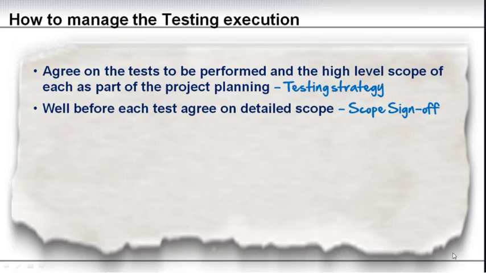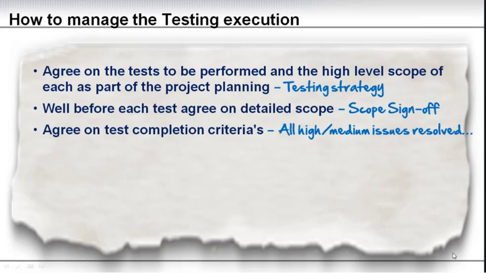Also, well before each test, agree on the detailed scope and get a scope sign off. You don't want to sit at the end of the test having different opinions or expectations not aligned on what is the success of the specific test. And it comes down to agree on the test completion criteria. Normally I've seen that you have certain impact, high, medium, low, and once all high and medium issues from the test are resolved, you can say that the test is successful and you can move on.